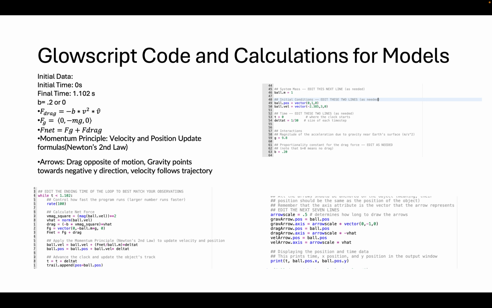And I used the momentum principle with the velocity and position update formulas, which is Newton's second law. And then the arrows were drawn with drag opposite of motion, gravity always pointing towards the negative y direction, and velocity following the trajectory. These screenshots show my GlowScript code.